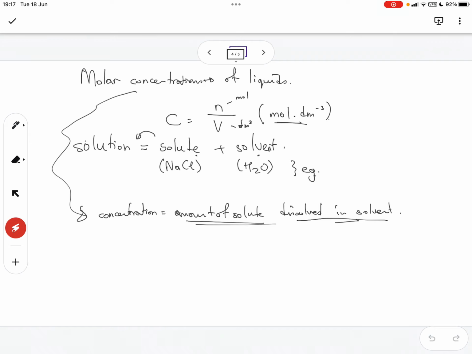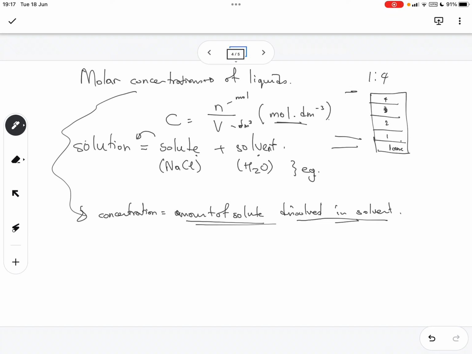So, again, the analogy with cordial, when you have, is it holes? I think holes is 1:4, right? So when you have 1 of the concentrate and 1, 2, 3, 4 of the solvent, right? When we add 1 of these to 4 of these to get 5, this gives us 5.